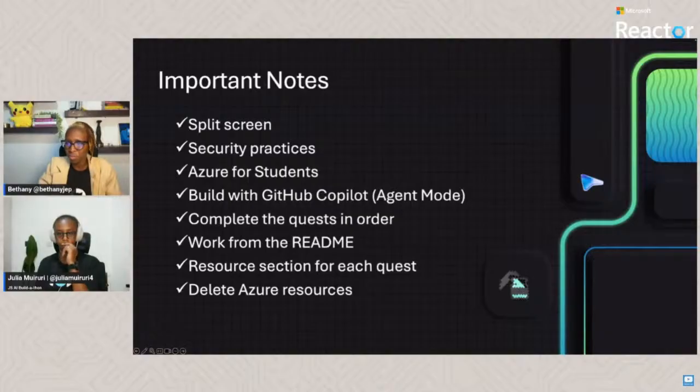Work from the README. We have a disclaimer at the start of every quest: once you go into the next quest, first of all, ensure you pull in your changes, because once you complete a quest, the README is updated. So ensure you do git pull first before you go in and work on the next step. And then as you're building, ensure you refer to the README. It has step-by-step instructions, so this will be very handy for you.